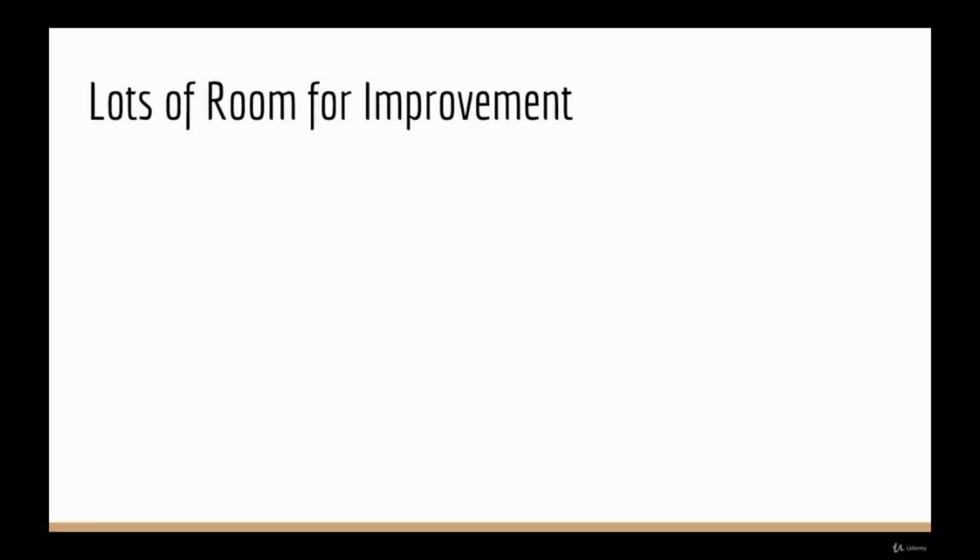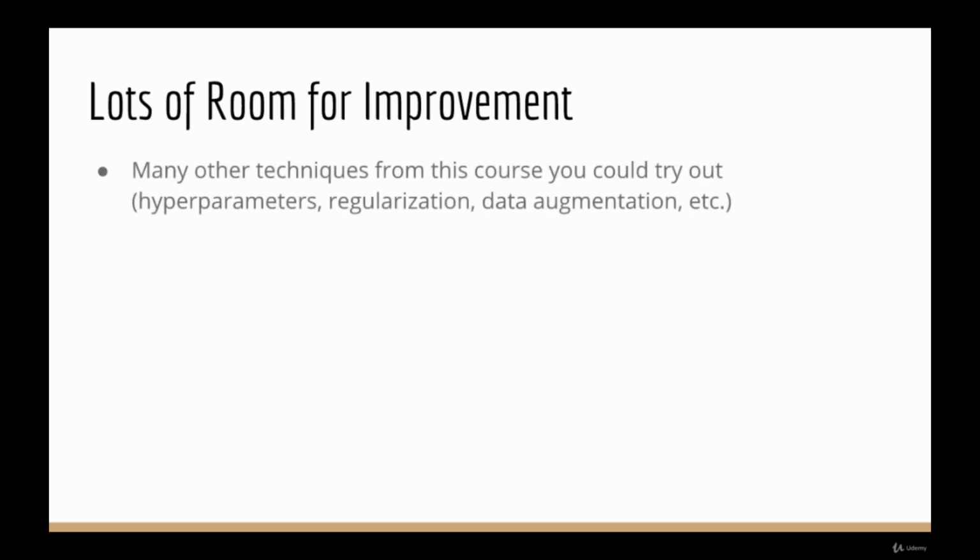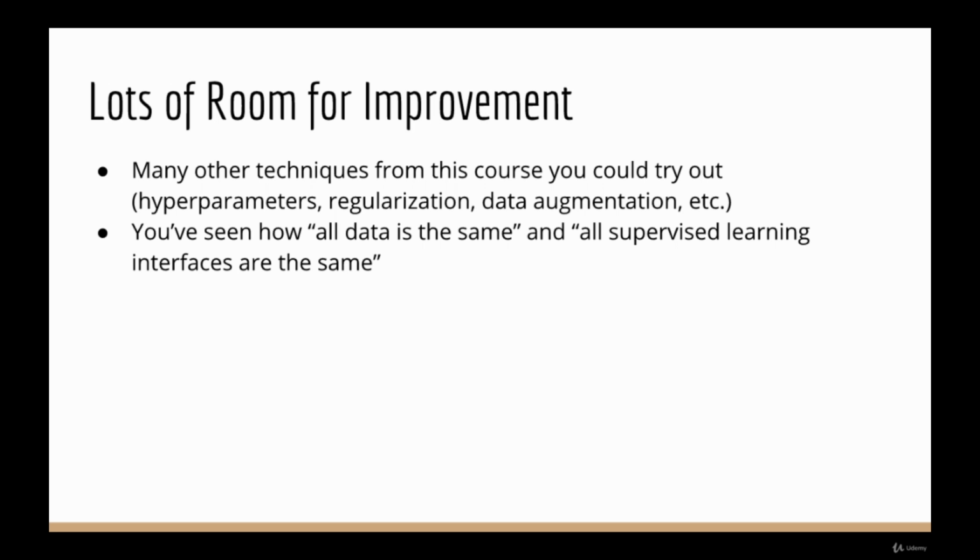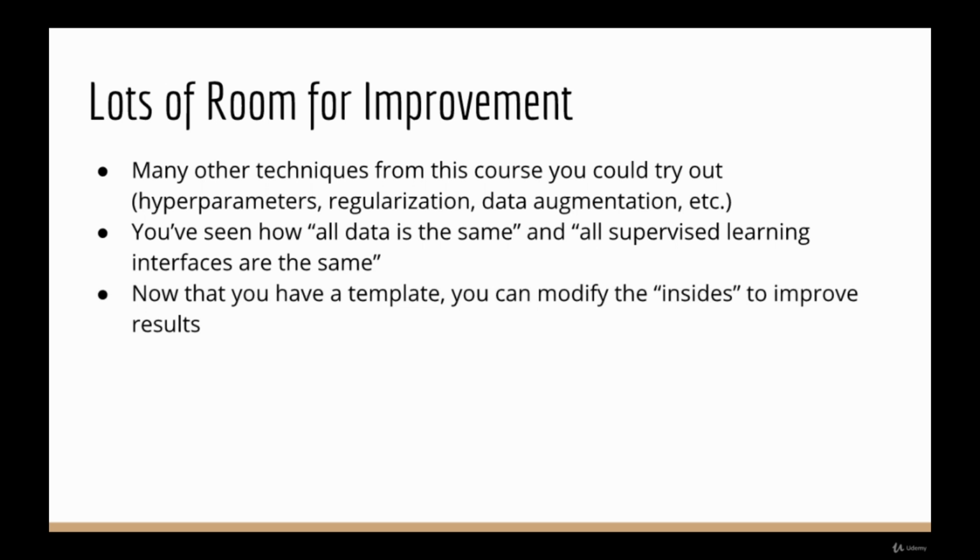Now you'll notice that I've left lots of room for improvement. There are a bunch of other techniques from this course you could try out. Different hyperparameter settings, different regularization techniques, and so on. The main focus of this project was to put our existing code into an interface that looks like scikit-learn so that you could see for yourself how all data is the same and all supervised learning interfaces are the same. What's different is the code that goes inside those interfaces. So now that you've got this basic structure down, it would be great to try and modify it using the other techniques you've learned to try and improve the results.